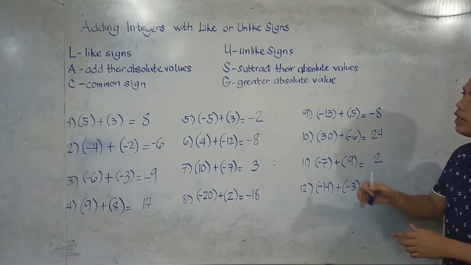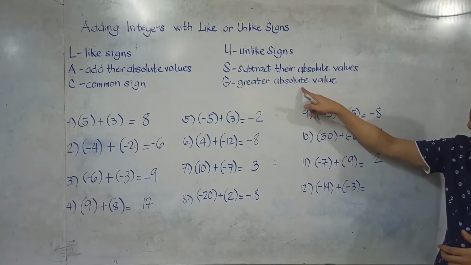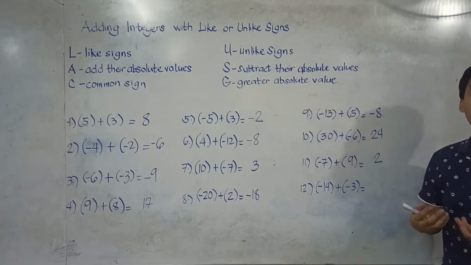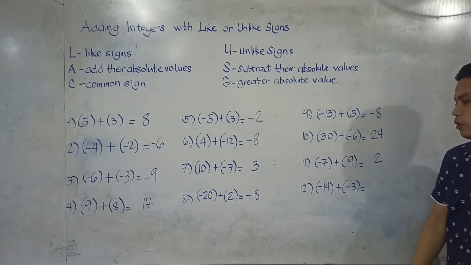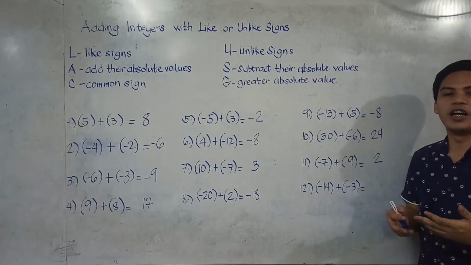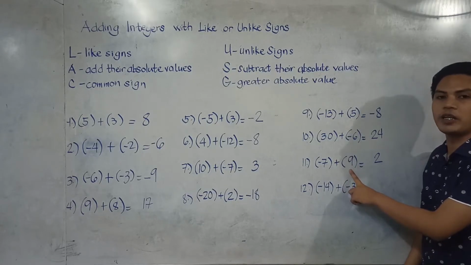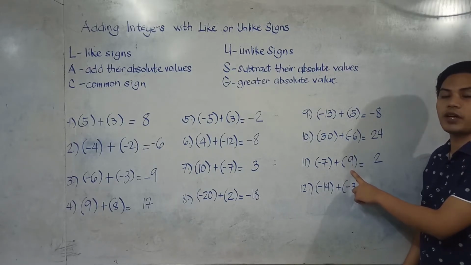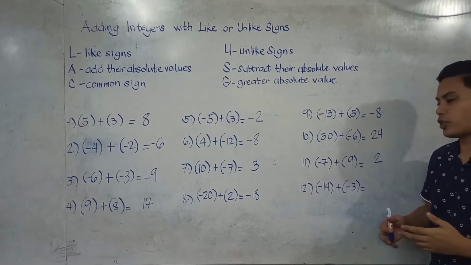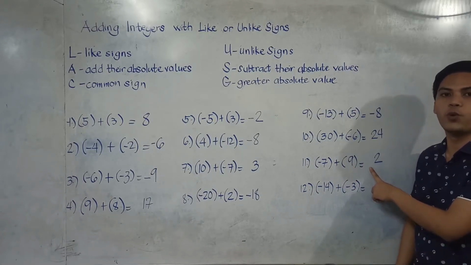Okay. Next, kokopyahin yung sign ng integer na may greater absolute value. Okay, so the number with the greater absolute value is 9. So, what is the sign of 9? So, ang sign ng 9 is positive. Kaya, yun yung susundin natin sa final answer. Therefore, ang final answer natin is positive 2.